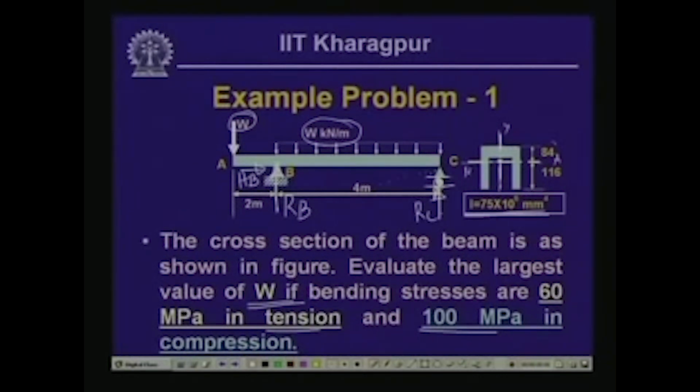Now, since we do not have any horizontal force, HB equals 0, so we will be left with RB and RC. If you compute the values of RB and RC, RB plus RC is equal to W plus 4 times W, so 5W, and if you take the moment of the forces with respect to B, we can get the value of RC and consequently RB.